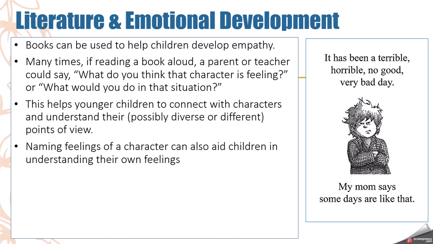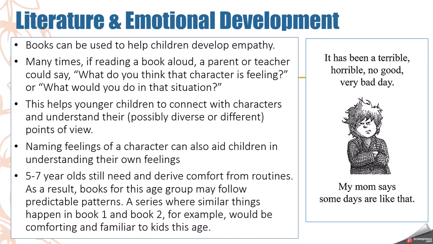So if I said here, Alexander doesn't really seem angry, but he's kind of grumpy, right? Or he seems kind of annoyed, then you're helping them build that vocabulary. 5 to 7-year-olds also derive comfort from routines. So a lot of books, I'm going to underline that if I can. It's hard drawing here with a mouse, guys. A lot of books have very predictable patterns.